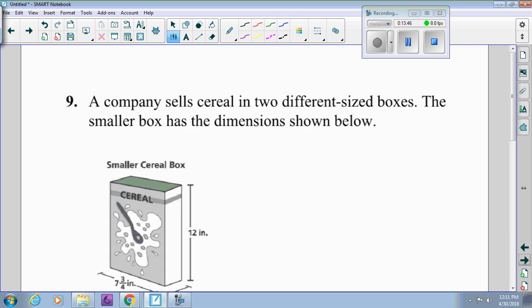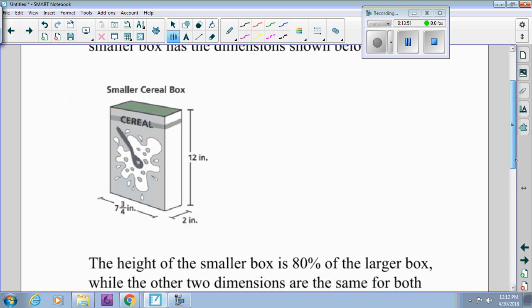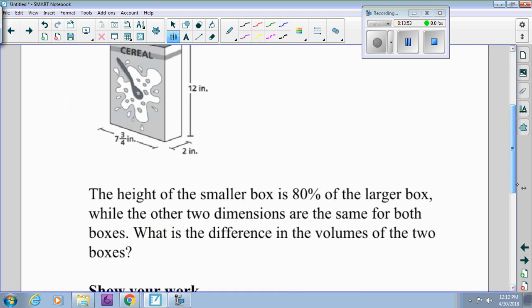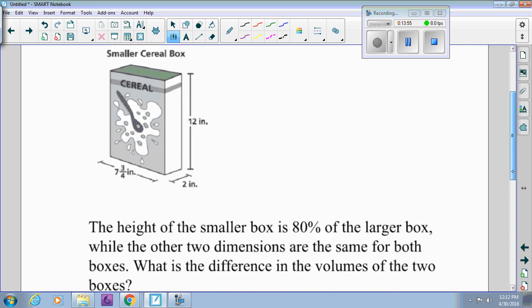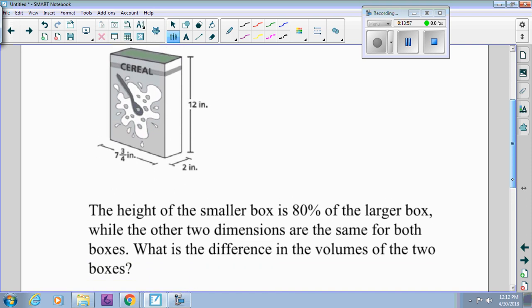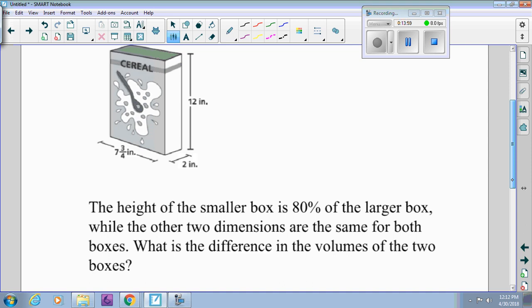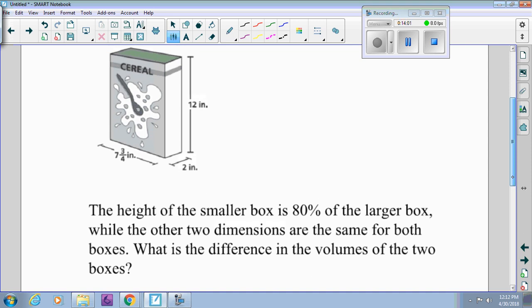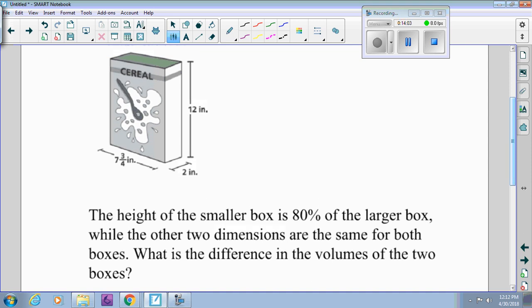A company sells cereal in 2 different size boxes. The smaller box has the dimensions shown. The height of the smaller box is 80% of the larger box. So we know we've got another box that is bigger than this one. And it says the other 2 dimensions are the same for both boxes. So the height is going to change. In this case, we have a height of 12. We have a length of 7 3/4 and a width of 2.